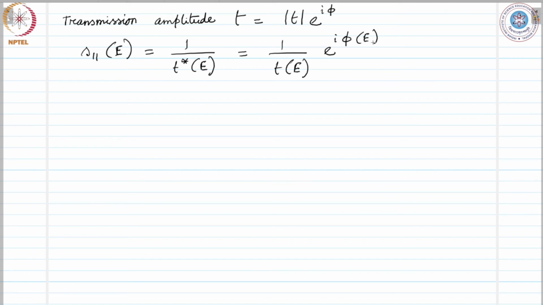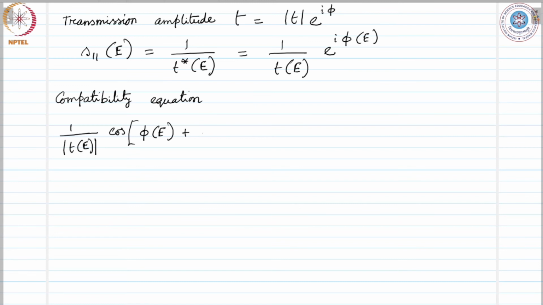Now the compatibility equation by this kind of a transformation becomes one over the absolute value of T(E) times cosine of phi(E) plus q a, this equals cosine of k a. Phi(E) and the modulus of T(E), these are the phase and the modulus of the transmission amplitude.